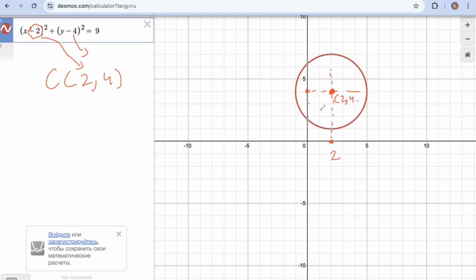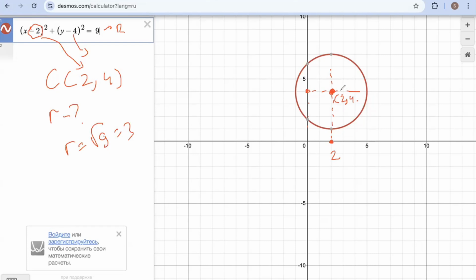Okay, what's the radius of this circle? 3. Yeah, radius is the same as square root of big R. In this case, 9 is your big R, and you take square root of 9, which is 3.